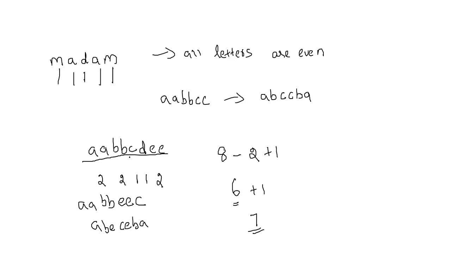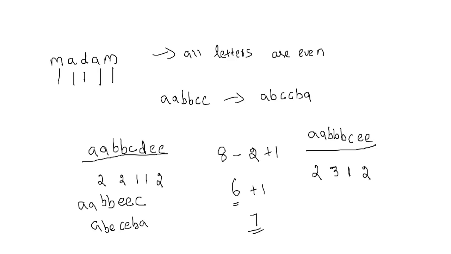I'll take one more scenario with AA, BBB, C, EE. I'll take this as the input value. Here I need to find the longest palindrome that can be formed. A occurs twice, that is an even number of occurrences. B occurs thrice, that is an odd number of occurrences. C occurs once, that is an odd number of occurrences. E occurs twice, that is an even number of occurrences. Now what should I do?